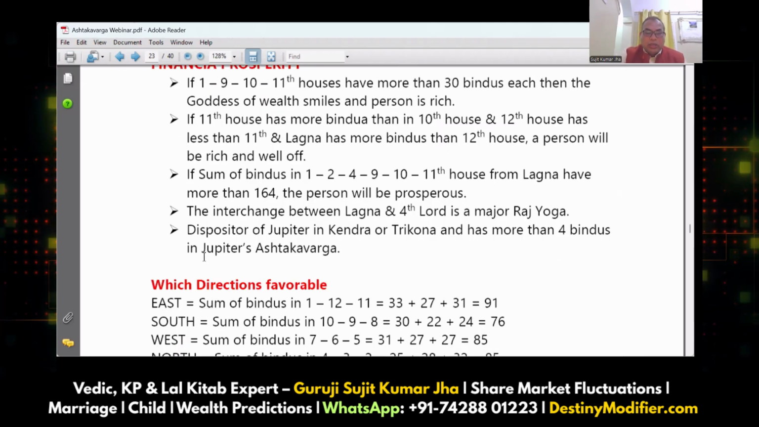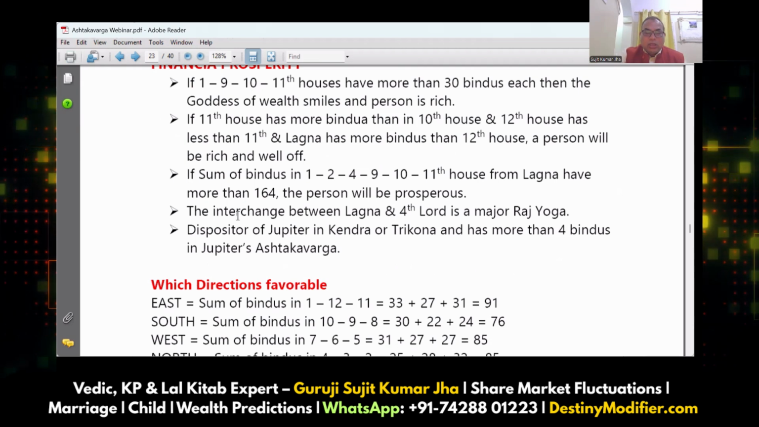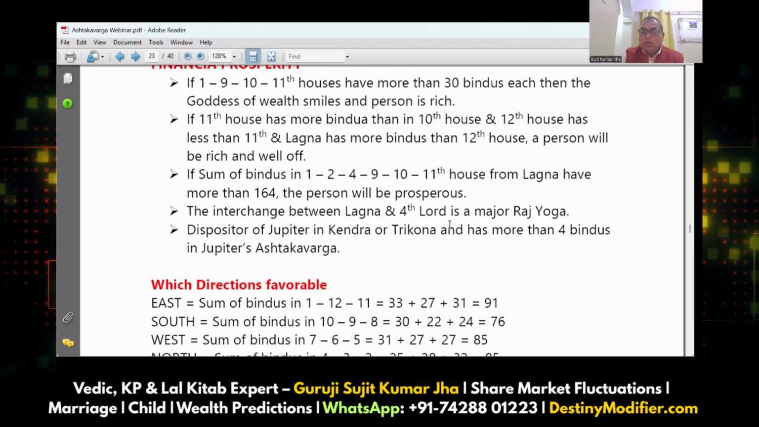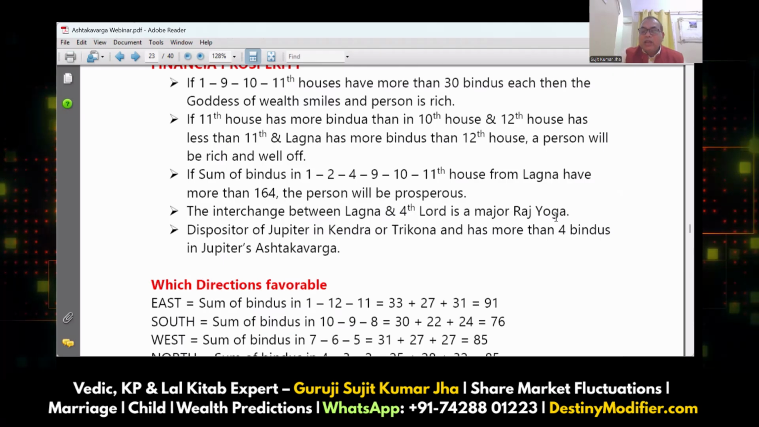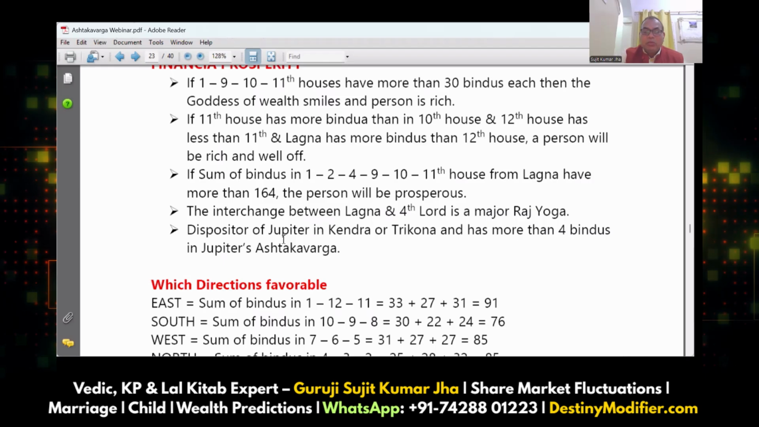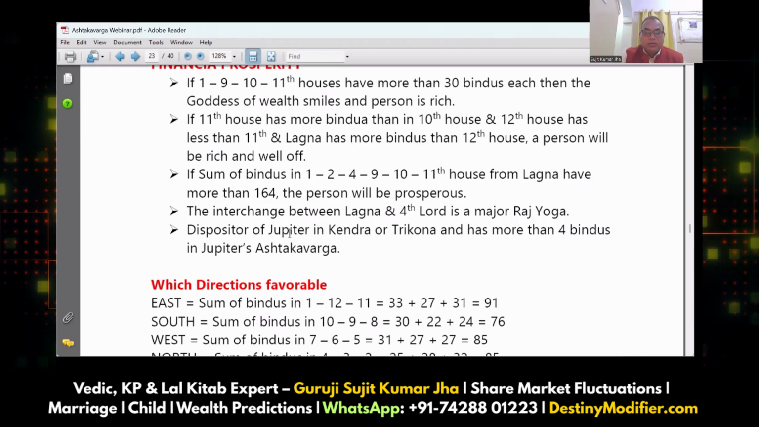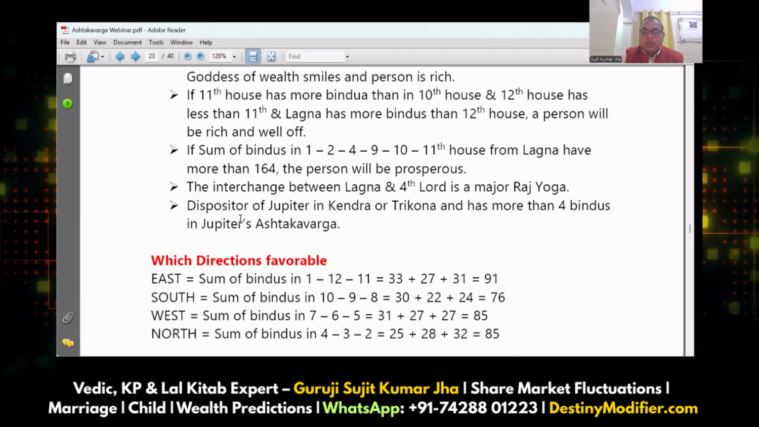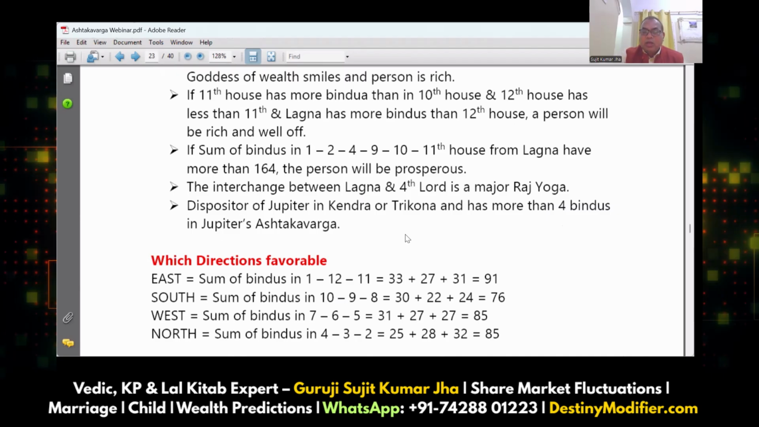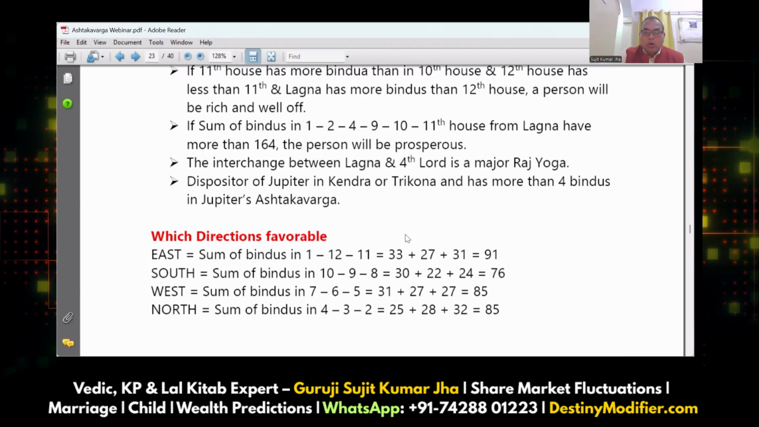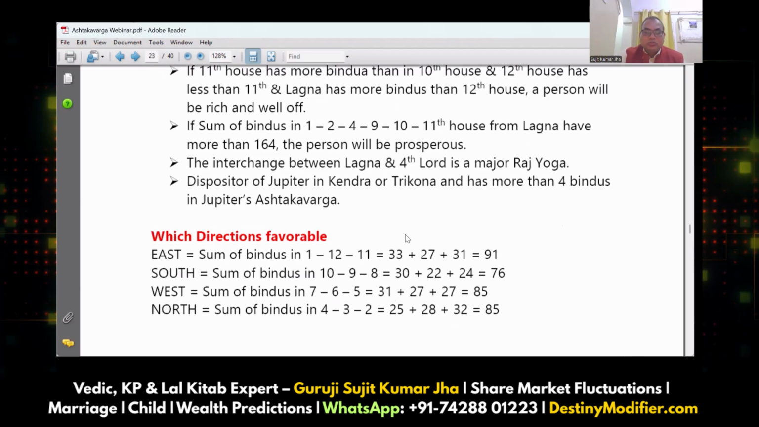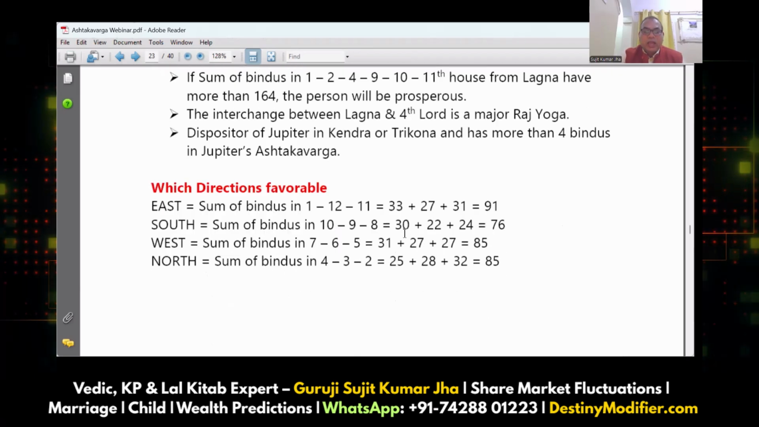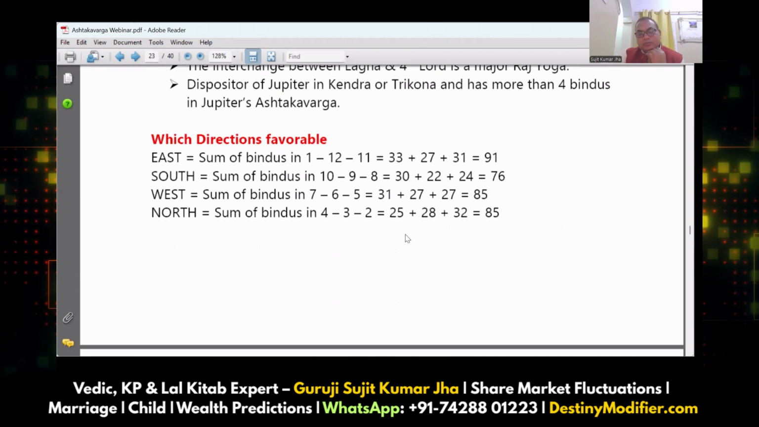Now, an interchange between Lagna and the fourth lord will give Raj Yoga, meaning very good positive results. Then we have to see the Jupiter dispositor. If it is placed in Kendra or Trikona, and also has more than 4 points in Jupiter Ashtakavarga, it means he will get financial gain in his life.